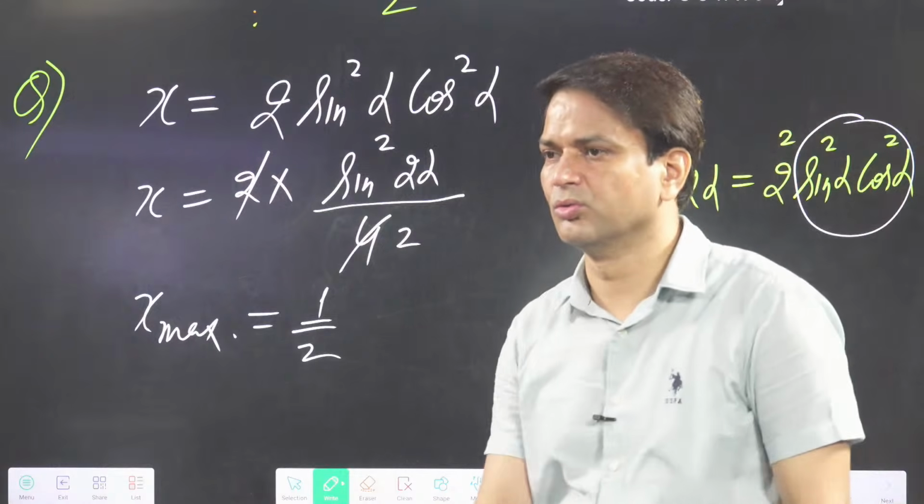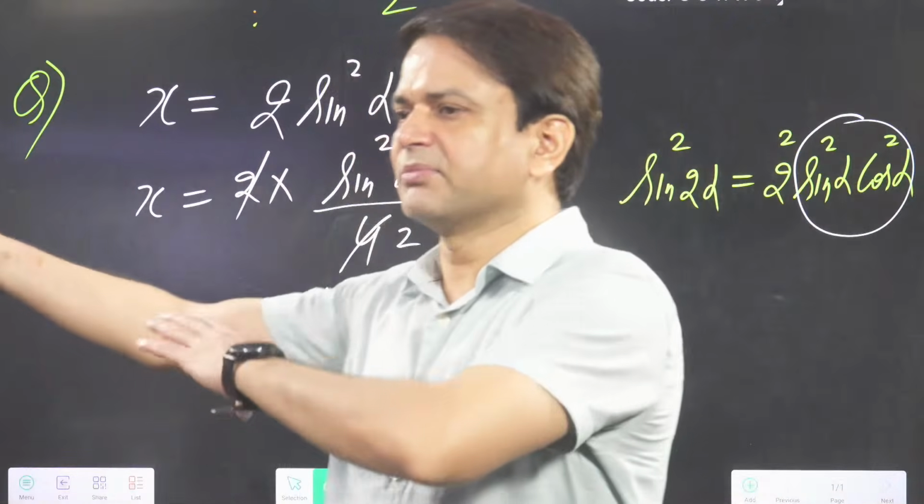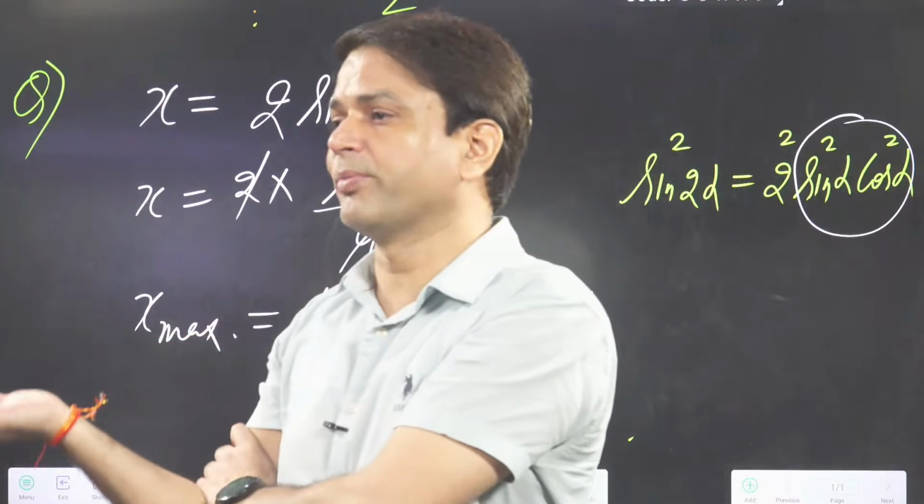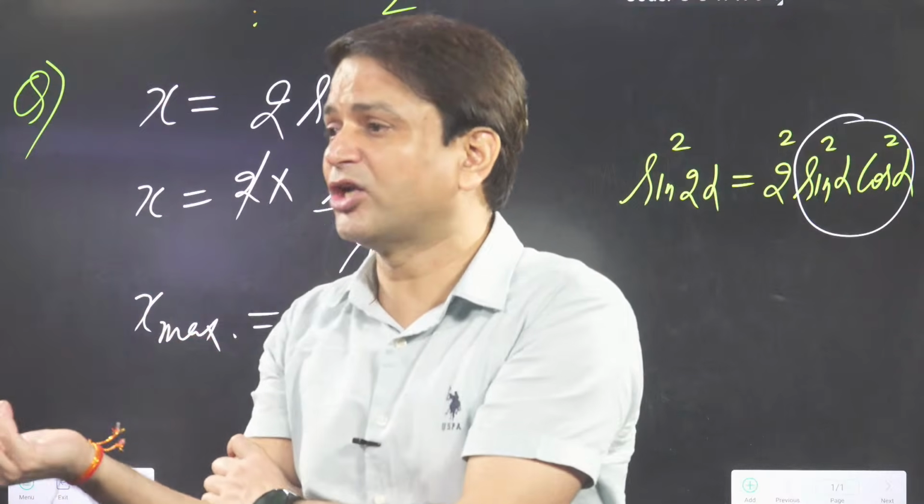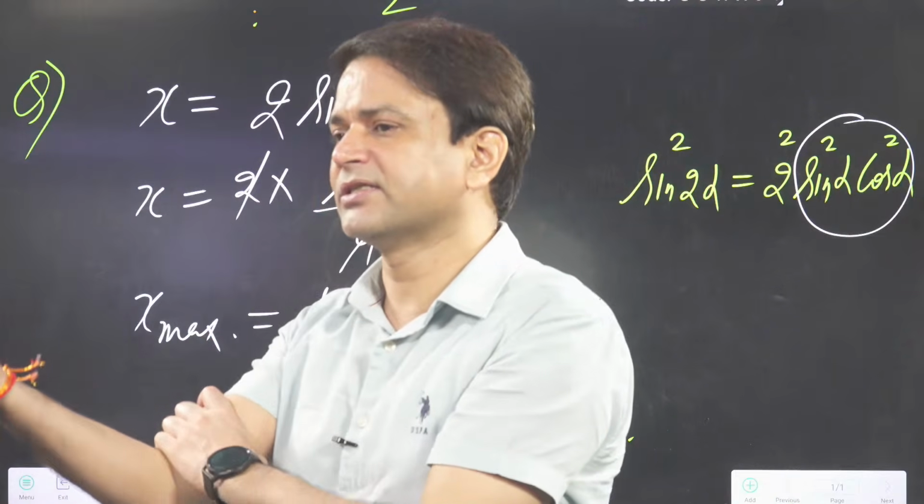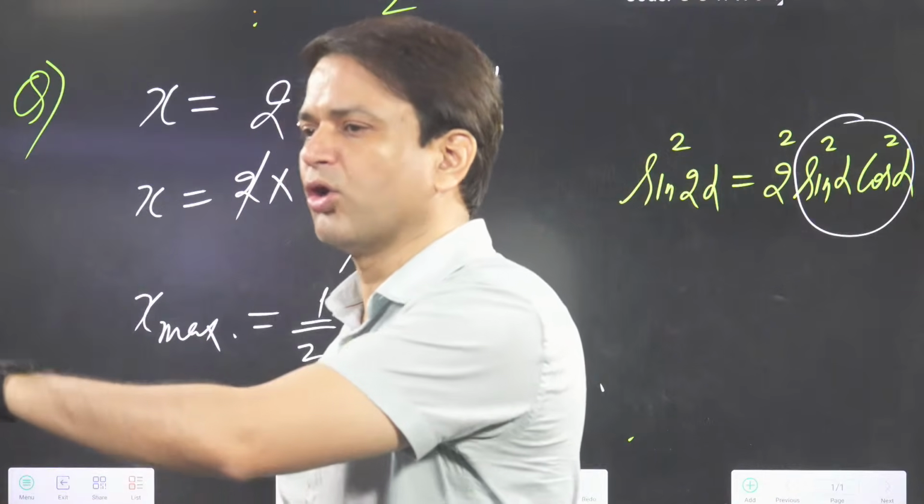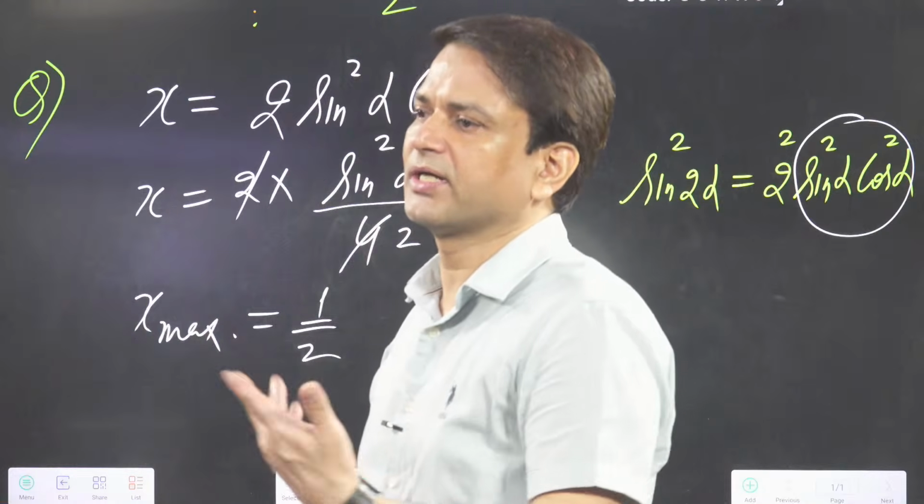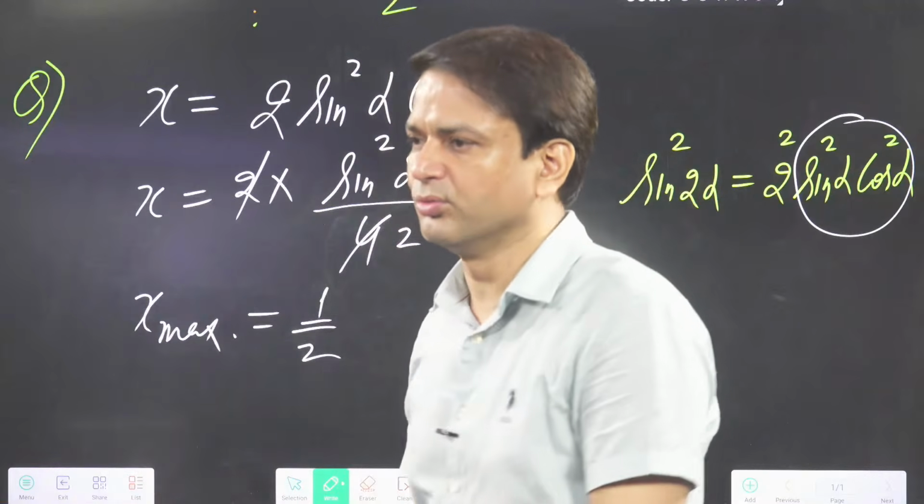1 by 2. Like in SHM, in alternating current, this question they ask: I is equal to sin omega t cos omega t. What is the peak value of the current, the maximum value of the alternating current? Then we can say 1 by 2, because sin omega t cos omega t, sin theta cos theta, convert in the standard form, you will get the maximum value 1 by 2. Okay.